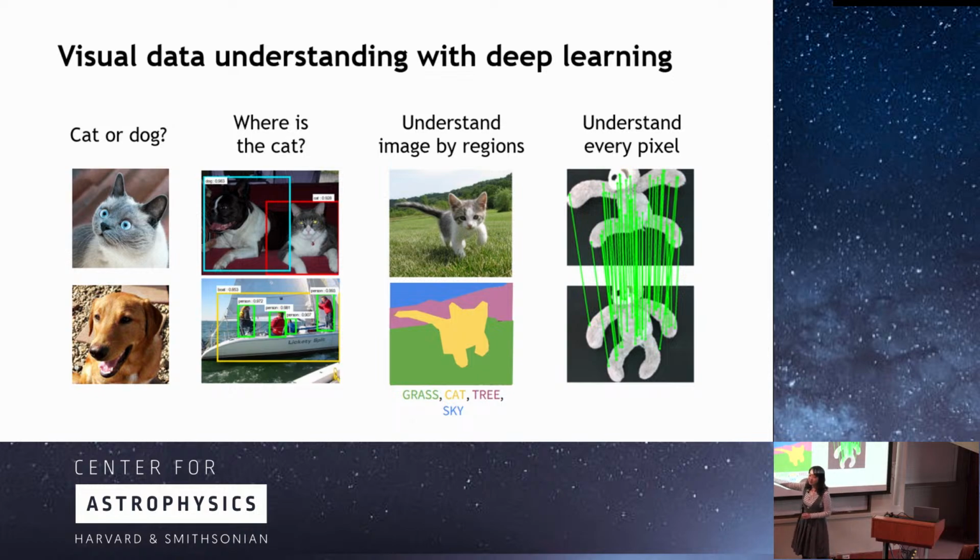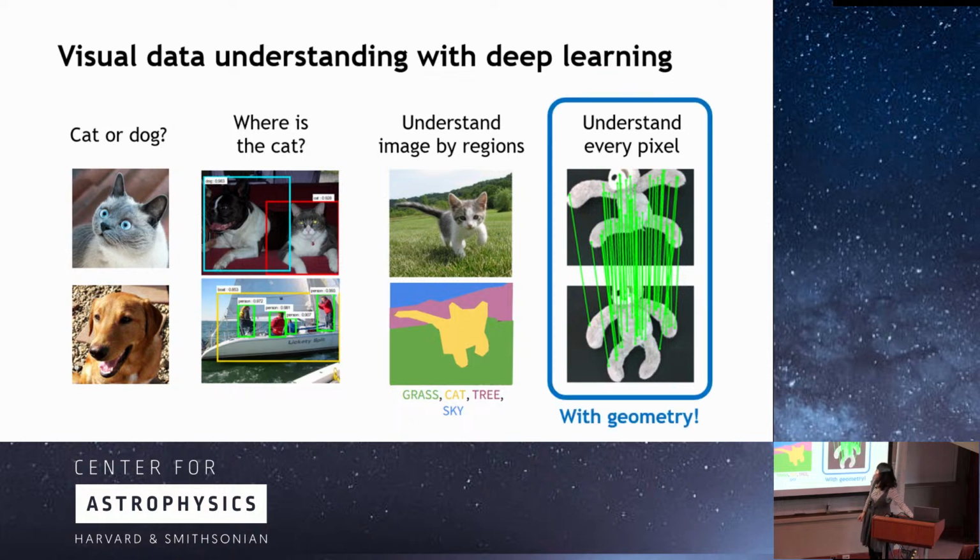Afterwards, people have been trying to apply neural networks to more fine-grained problems. For example, can you locate the cat in the image? Where is it, can you draw a box around it? And later, people have tried to make it more and more fine-grained. For example, can you analyze the image by regions? And finally, can you even understand every pixel in your data? For example, if you have these two images, can you correlate all the pixels, or as many pixels as possible, to tell what is happening between these two images?